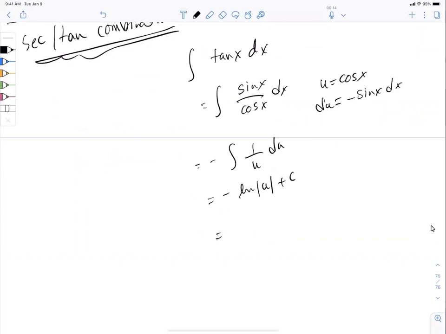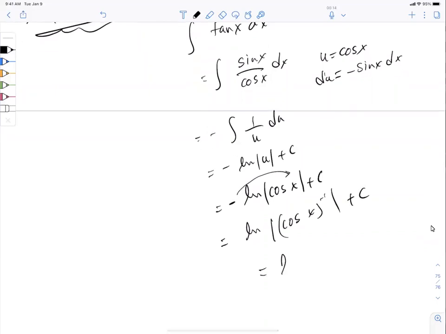Now u was cosine. So this would be an antiderivative of tangent. You can memorize it, you can use it if you need to. But you could have another form of it because you can put the negative as the exponent of cosine. And cosine to the negative first power is secant. So these are both acceptable forms of the antiderivative of tangent.